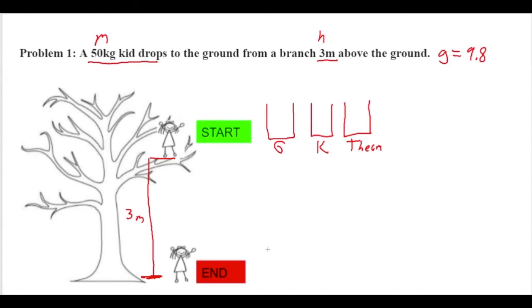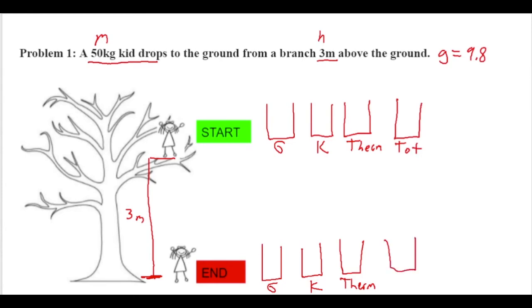And then at the bottom, I'm going to do the same thing. I'm going to write my GPE bin. Then I'm going to write my KE bin down here. And then again, my thermal. And you can also add a total energy bin over here so that we can see how total energy is in the beginning and how total energy is at the end. I apologize that these bins aren't straight, but I'm doing the best I can.